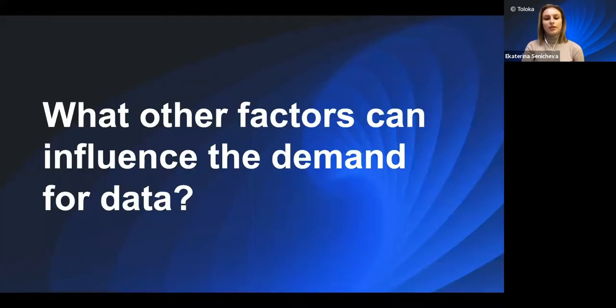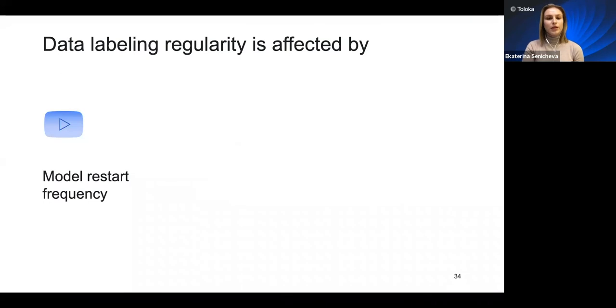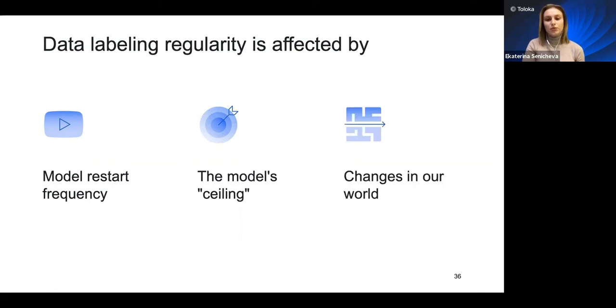So what other factors can influence the demand for data, except for data maturity? Well, the first one is model restart frequency, that is, how often do we need to restart and reevaluate the model? The second is the model ceiling: when the model reaches the ceiling of its performance, we need to create a new model, and probably we might need new data. And the third one is changes in our real world. While talking about the changes in the real world, we touch upon the issue of data shift.